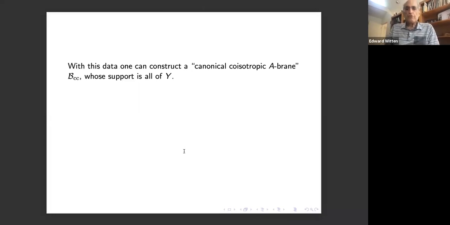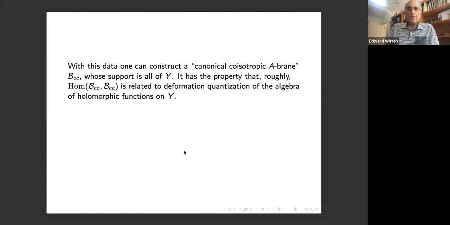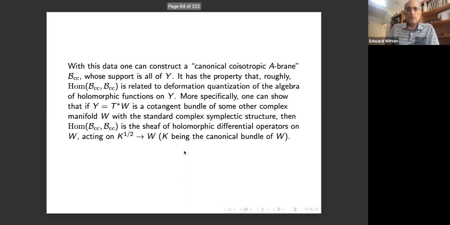With this data, you can construct a canonical coisotropic A brane, which I'll call B sub CC, where CC is canonical coisotropic, whose support is all of Y. It has the property that roughly Hom from B_CC to itself is related to deformation quantization of holomorphic functions on Y. More specifically, you can show that if Y equals T star W is a cotangent bundle of some other complex manifold with the standard complex symplectic structure of a cotangent bundle, then Hom becomes the sheaf of holomorphic differential operators on O acting on K to the 1/2, where K is the canonical bundle of W.